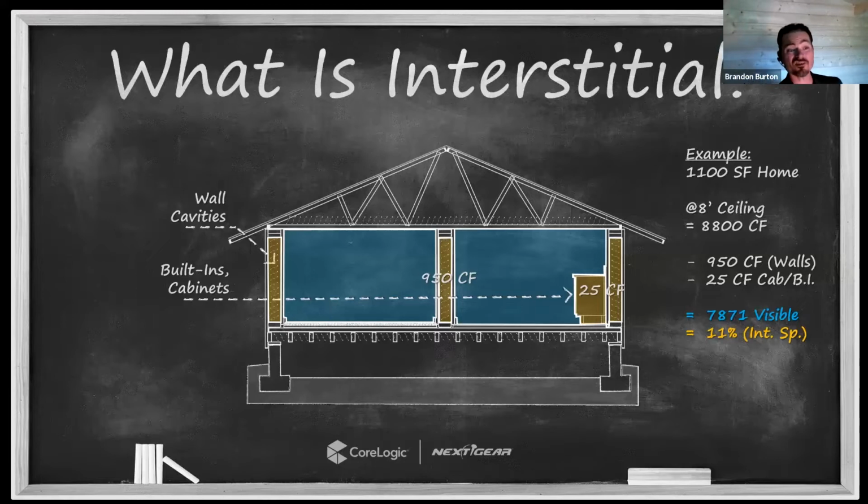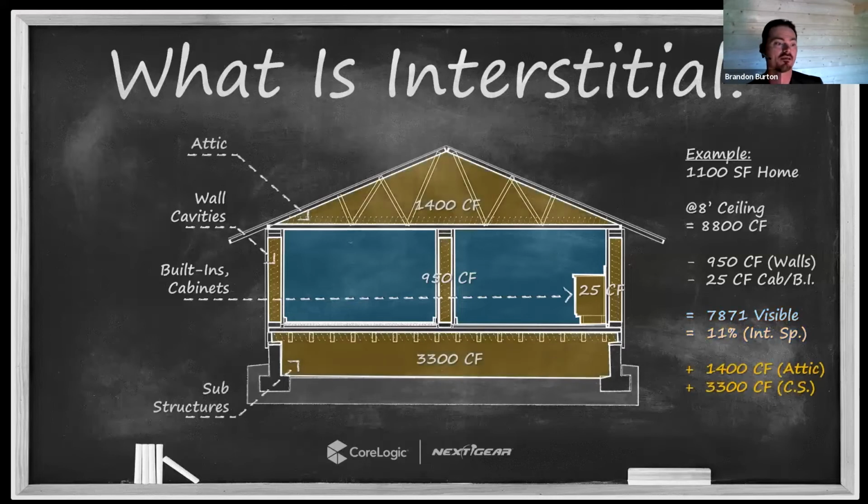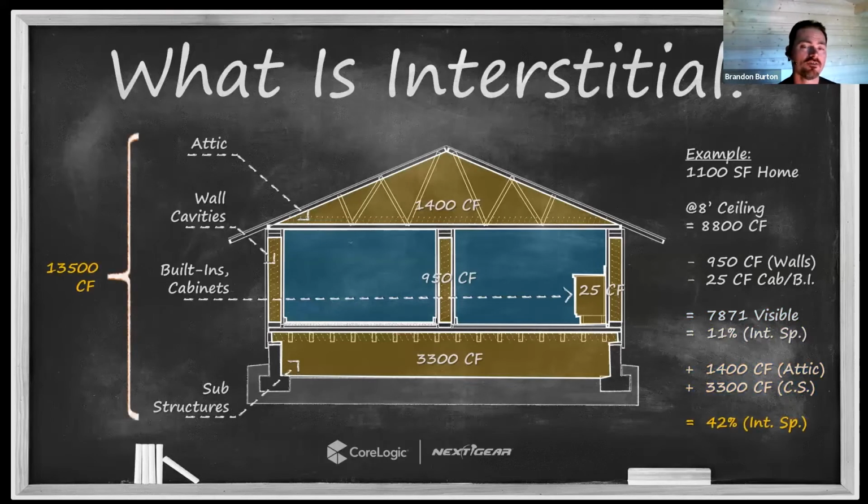Now, that's just considering the livable floor space. Let's add into that the attic and the substructure. The attic is going to be about 1,400 cubic feet. The substructure is about another 3,300 cubic feet. In total, that gives us 13,500 cubic feet.